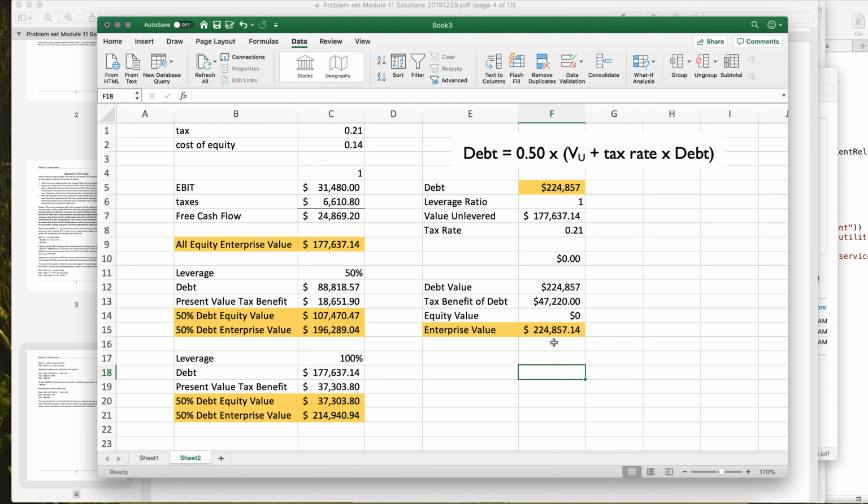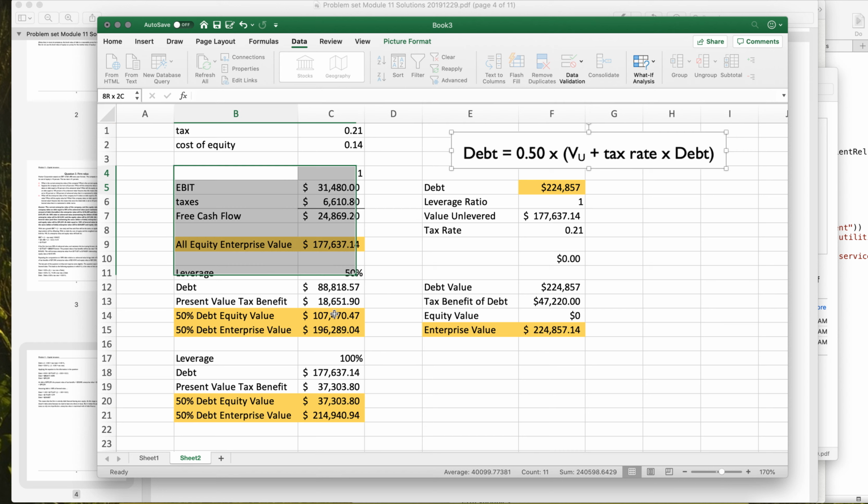But the point is that using this methodology at 100% debt, you have a much larger enterprise value. And the difference here again is just slightly the way that we approach it. This one is looking at the enterprise value and then backing into the present value of the debt. This one is looking at the debt value and backing into it using the 50% ratio and the tax benefit. I think you should study this one.